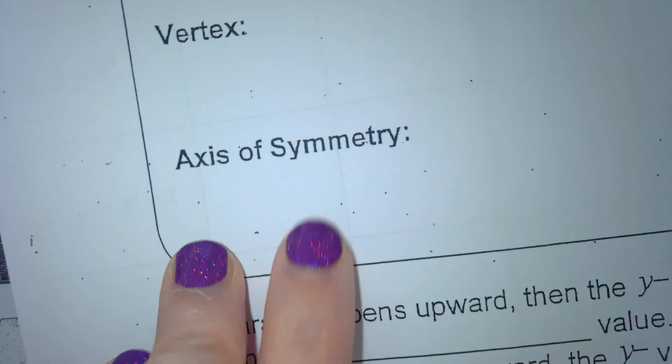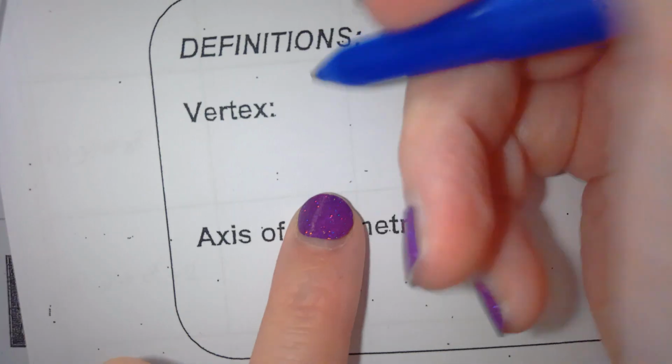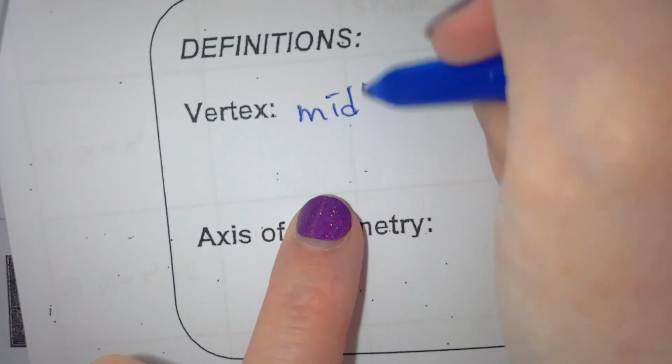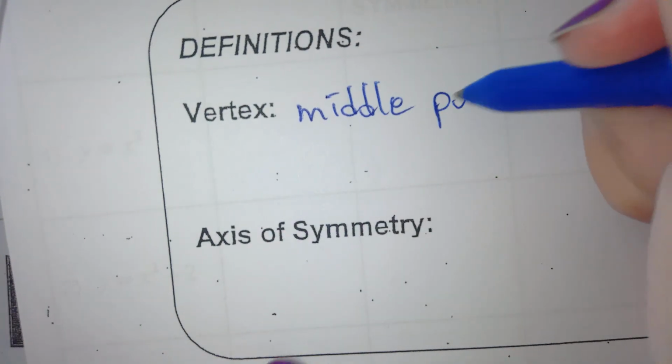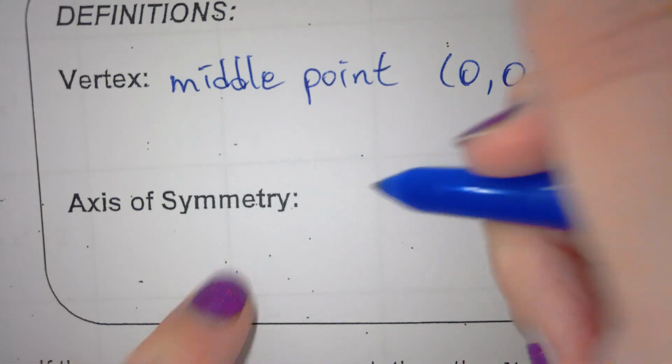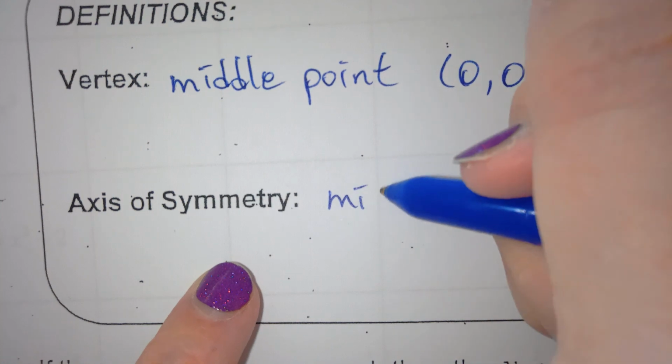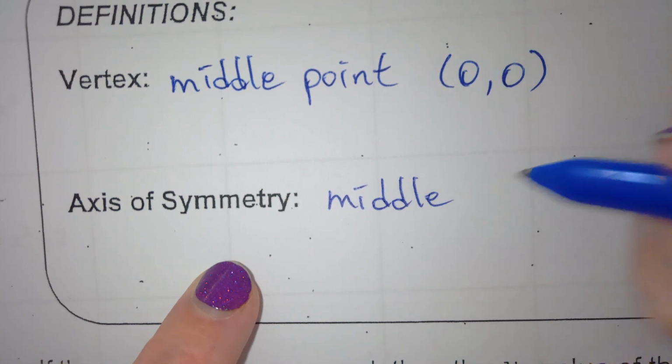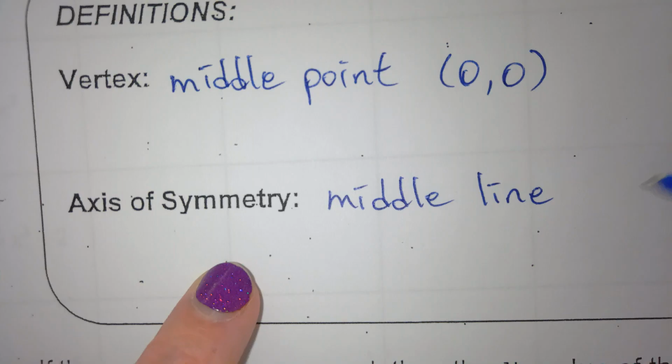So let's actually write those definitions down. In this case, the vertex, you can think of it as the middle point. In this case, it's (0, 0). Axis of symmetry, think of the middle line or the mirror line. And in this case, it's x equals 0.